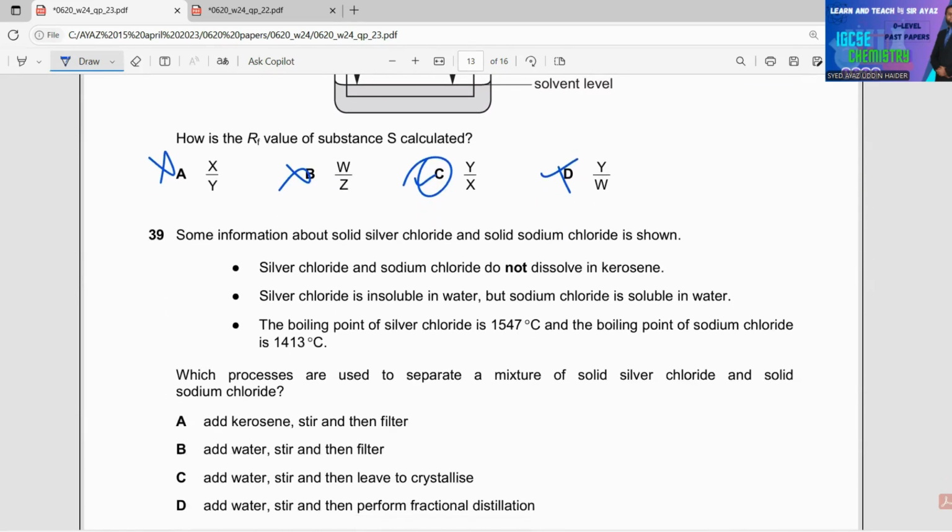39. Some information about solid silver chloride and solid sodium chloride is shown. Silver chloride and sodium chloride do not dissolve in kerosene. Silver chloride is insoluble in water, but sodium chloride is soluble in water. The boiling point of silver chloride is 1547 degrees centigrade, and the boiling point of sodium chloride is 1413 degrees centigrade. Which processes are used to separate a mixture of solid silver chloride and solid sodium chloride?